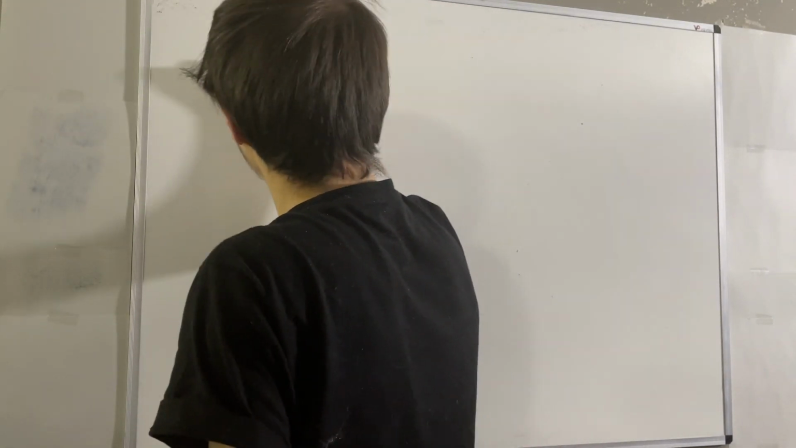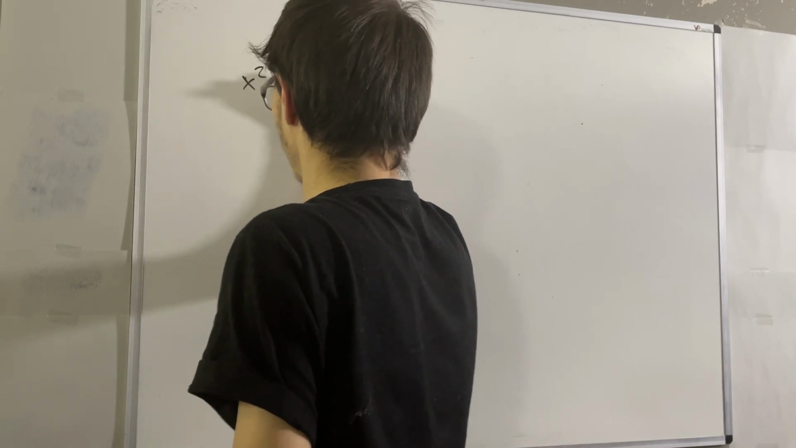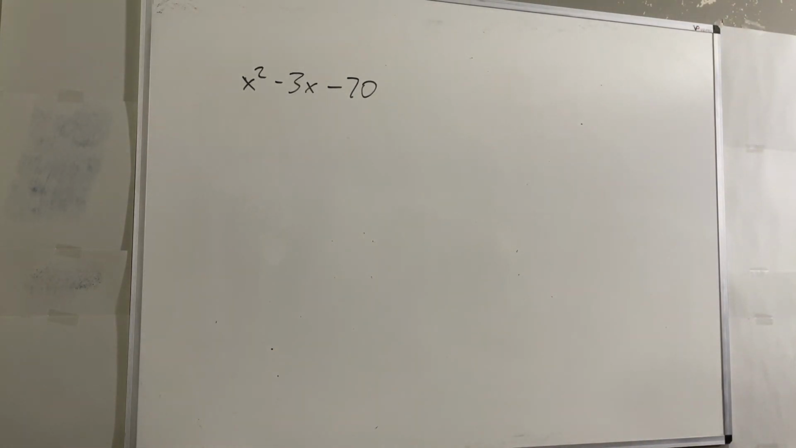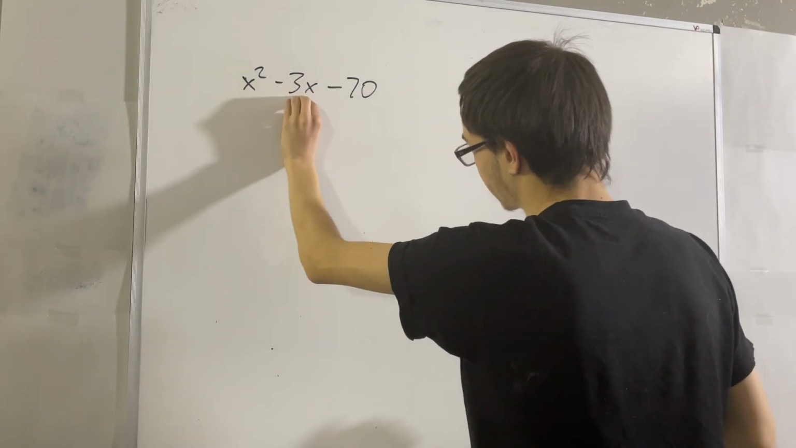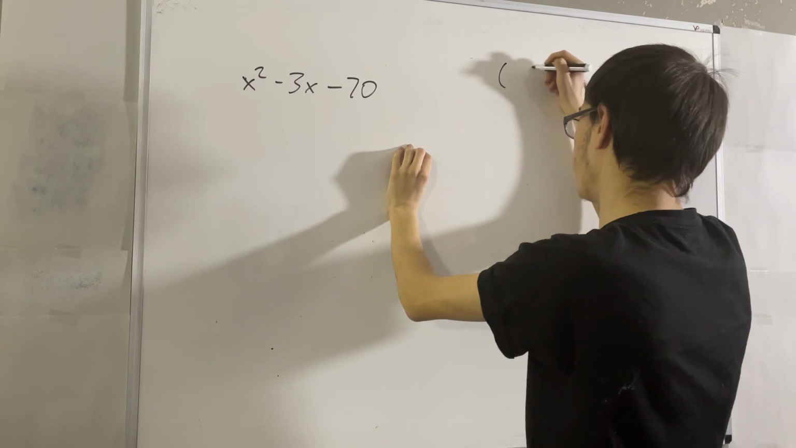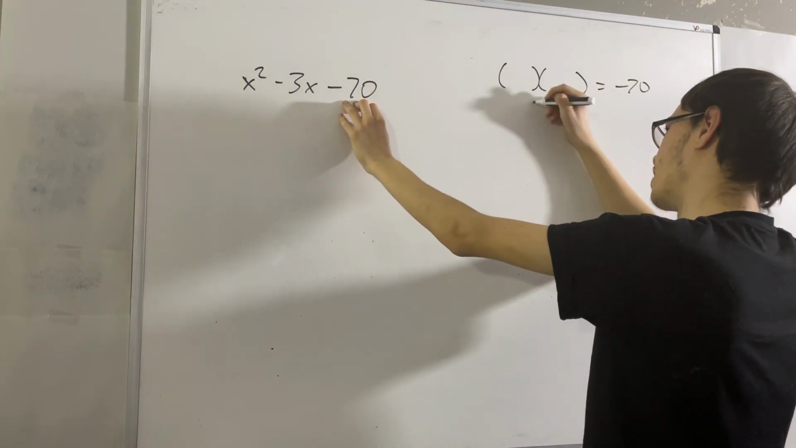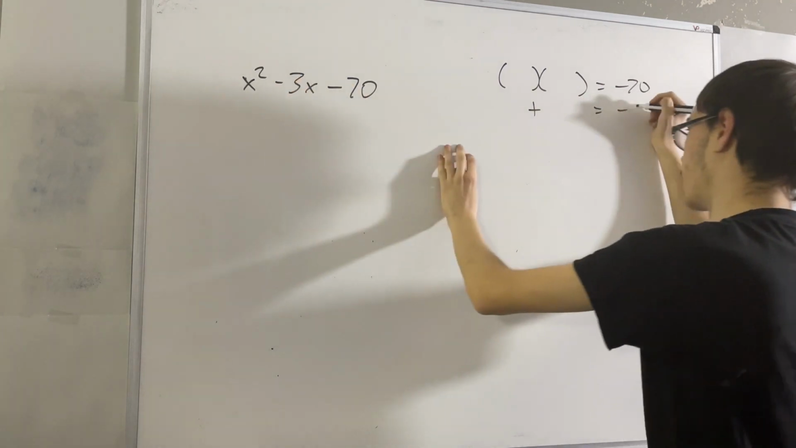For our next example, we have x squared minus 3x minus 70. Right, factor this one. So in this case, again, it's in the form of x squared plus bx plus c. So we're thinking of two numbers that multiply to make -70 in this case, and at the same time add to make -3.